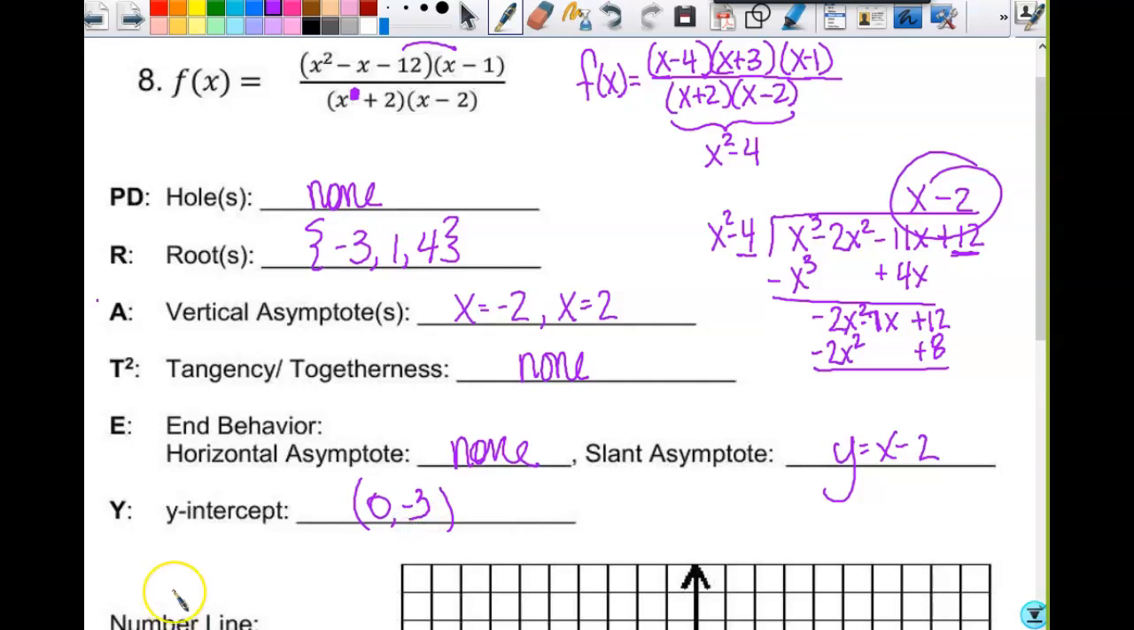Here for my number line, I definitely want the factored version, so f of x equals x minus 4 times x plus 3 times x minus 1, all over x plus 2, x minus 2.